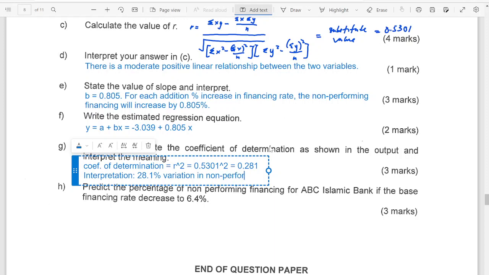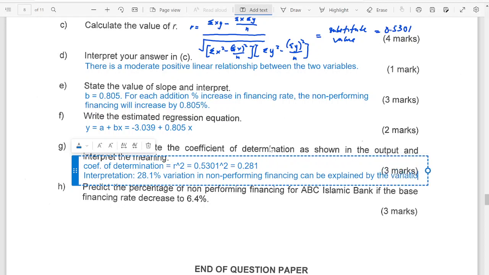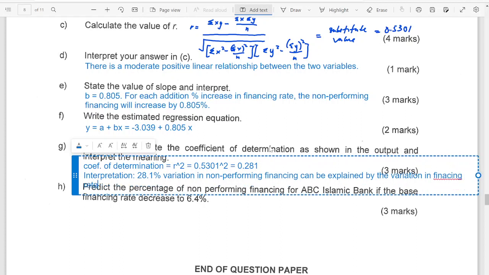non-performing financing can be explained by the variation in X. So what is X? Variation in X. X is financing rate. Okay, so that is the financing. So that is the interpretation for this part.